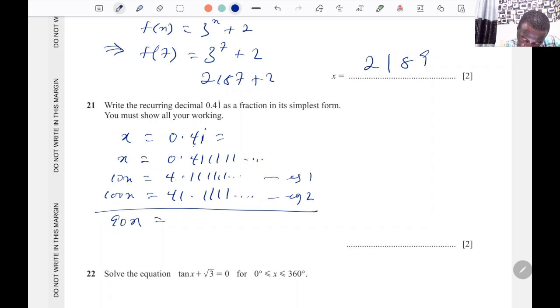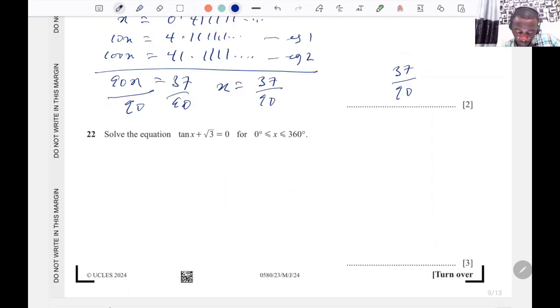41 minus 4 will give me 37, whereby all these ones will go. So divide both sides by 90, so your x becomes 37 over 90. So 37 divided by 90 will give us the fraction. So that's what we have as our recurring value, right? 37.